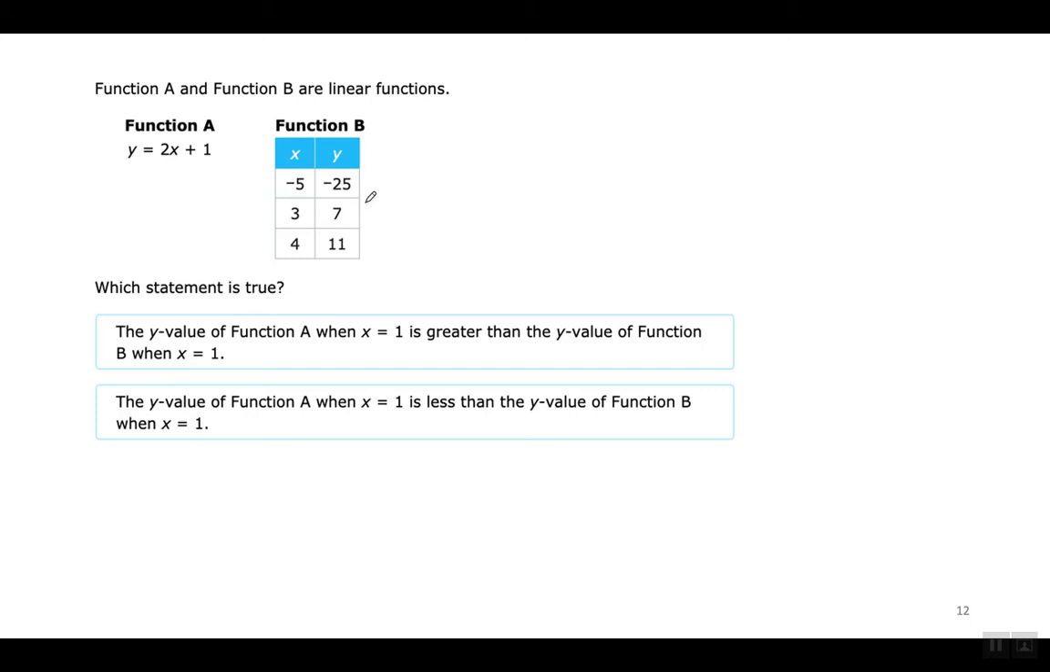Alright, so in this one, we have to substitute a value for x and see what we get for y and compare them.